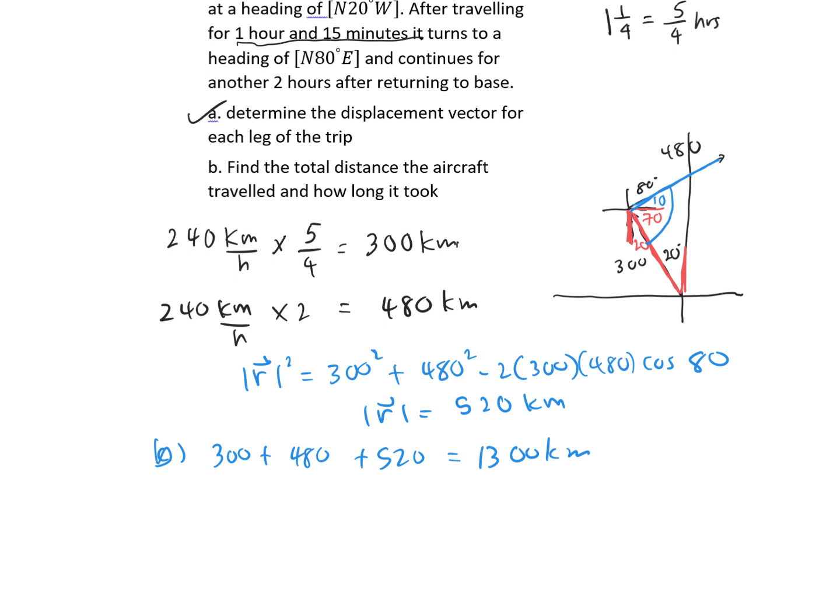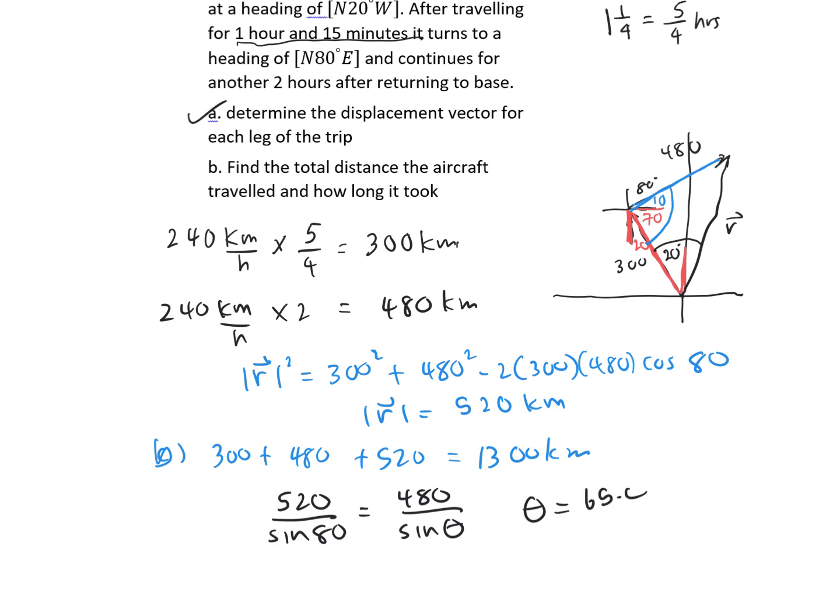If we wanted to find direction, we can use sine law. Our final resultant is somewhere over here. So we will use the final magnitude of the resultant, 520, over the angle opposite it, 80. And we want to find this angle, so we'll use 480 over sine theta. If we type that into the calculator, theta works out to be 65.4.